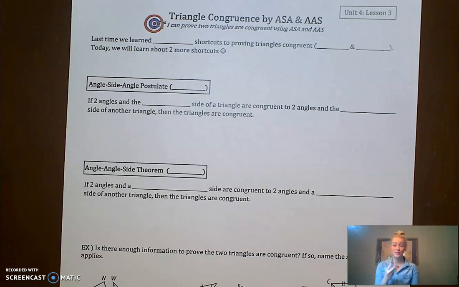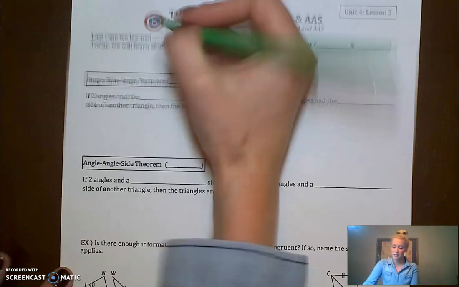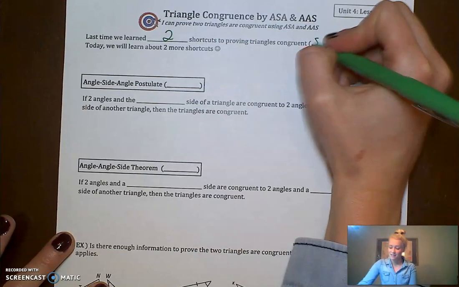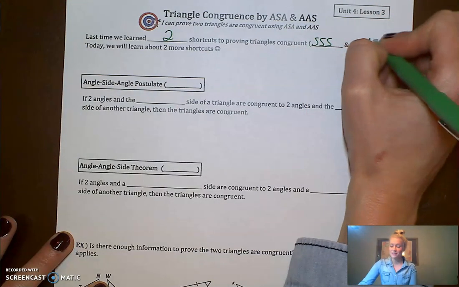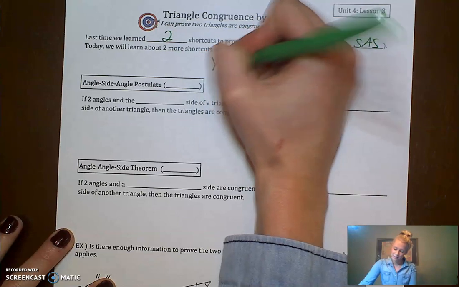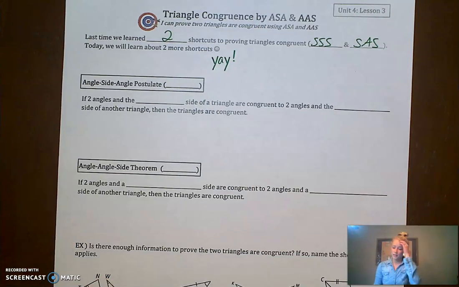This is lesson 3. We're still talking about triangle proofs. And if you remember, last time we learned 2 shortcuts for proving that triangles were the same. And they were side, side, side, and side, angle, side postulates. Today, we're learning about 2 more shortcuts. Yay, who doesn't love a good shortcut?